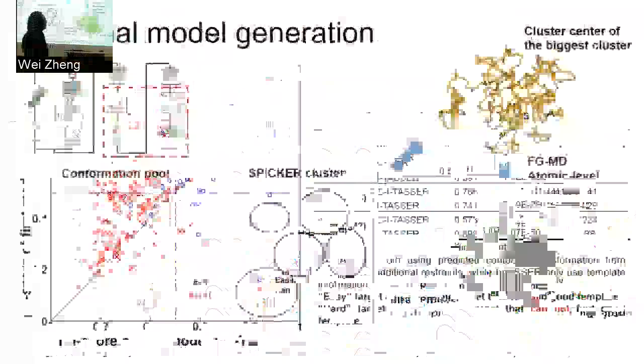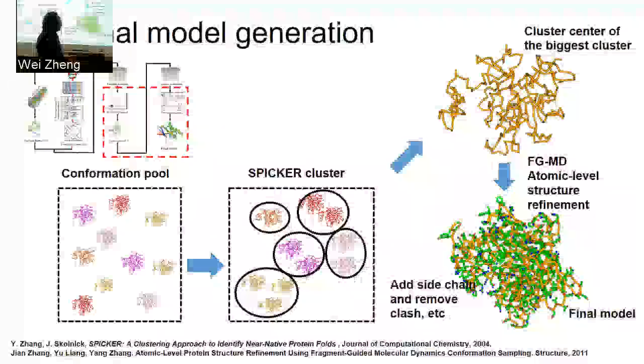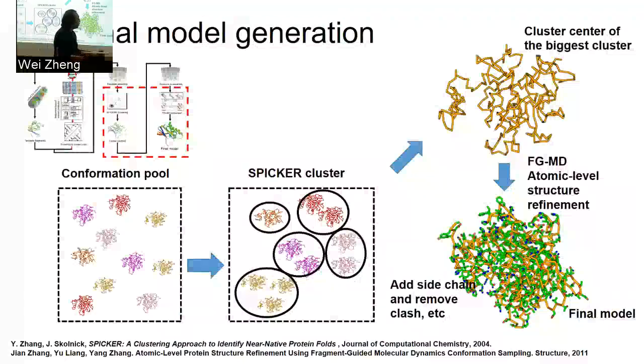Then those conformations will be passed to the SPICKER program. SPICKER will cluster these conformations based on the structure similarity between each decoy, and the cluster center of the largest cluster will be selected as the initial final model. Since this model only contains the backbone, we use the FG-MD program to add the side chains of this protein, remove some clashes and so on. Then we get the final model.